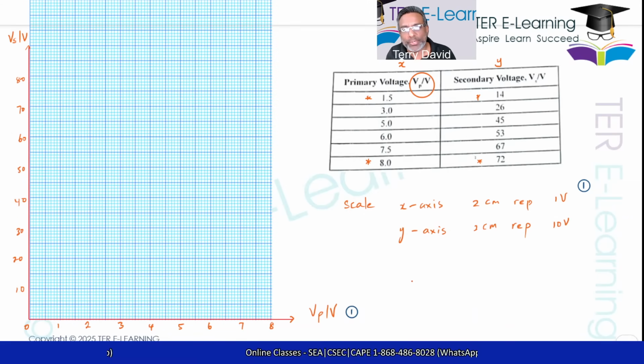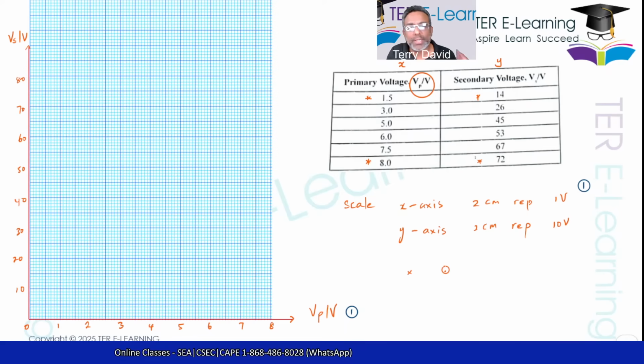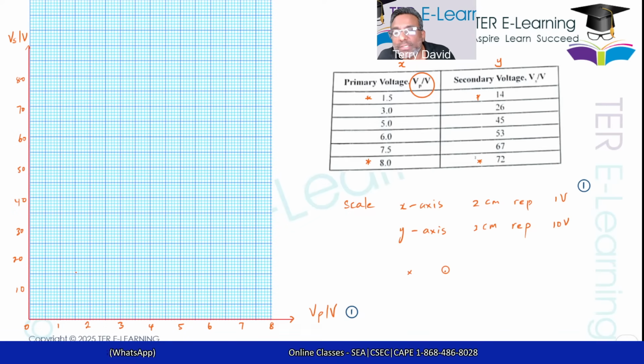Now, when you're plotting your points, you have the option of either using a small x or a dot with a circle around it. So whichever one you are comfortable with. So the first one here, 1.5 against 14. So 1.5 against 14 is going to be here. So that is plotted. Next one is 3.0 against 26. The next one is 5 against 45. 5 against 45. That's here.